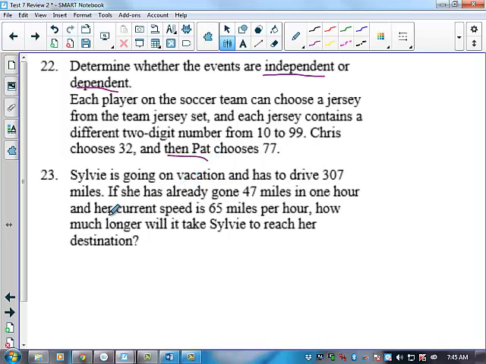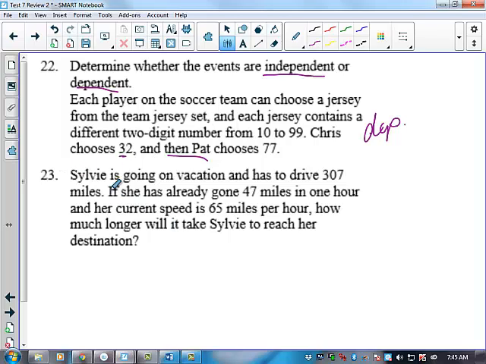Here's the thing. If you all have played sports before, you know, typically, upperclassmen get first choice at jerseys. And if they pick a number that you wanted, you're just out of luck. Whoever picks the number first, that's the number that they get. So if Chris chose 32, Pat can't have 32, which means that this is a dependent event because what Pat gets depends on what Chris gets. Because Chris takes one out of the pile, that number gets smaller.